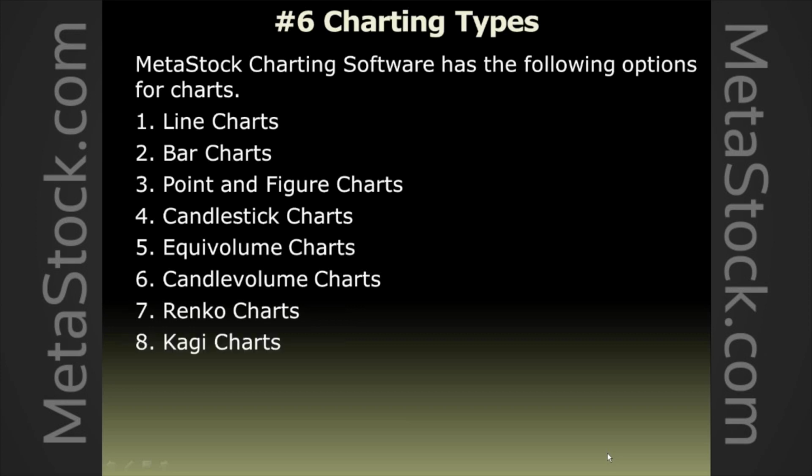Kagi, I'm not sure how to pronounce that, but Kagi charts. They are a line chart that's based on trend. And then 3-line break charts also, Japanese version, similar to point and figure and the line charts, where it's kind of a combination of line plus trend. So those are the different charting software chart options in MetaStock.